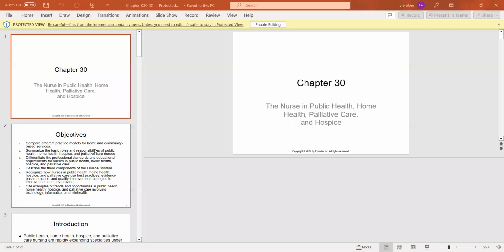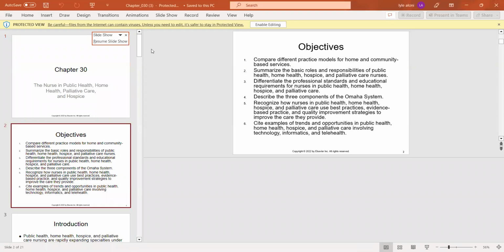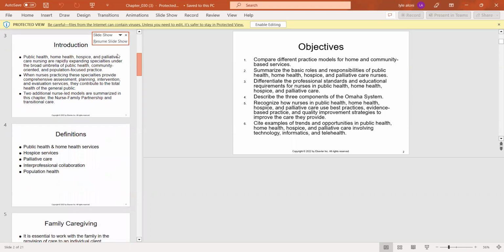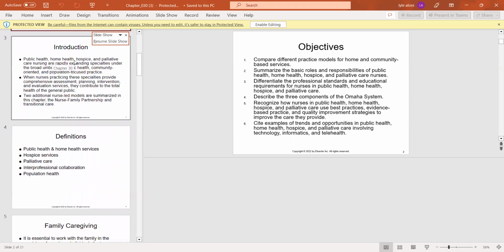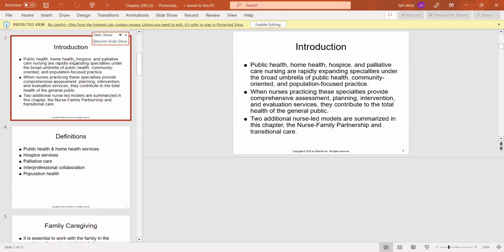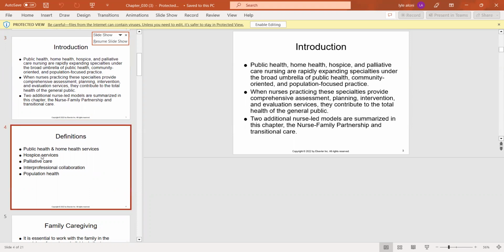All right, so we look at palliative care or parish nursing. With public health, home health, hospice, and palliative care are expanding specialties under the broad umbrella of public health. Nurses, when they practice with these specialties, we're going to use assessment, planning, intervention, and evaluation. And we'll look at a couple definitions here.